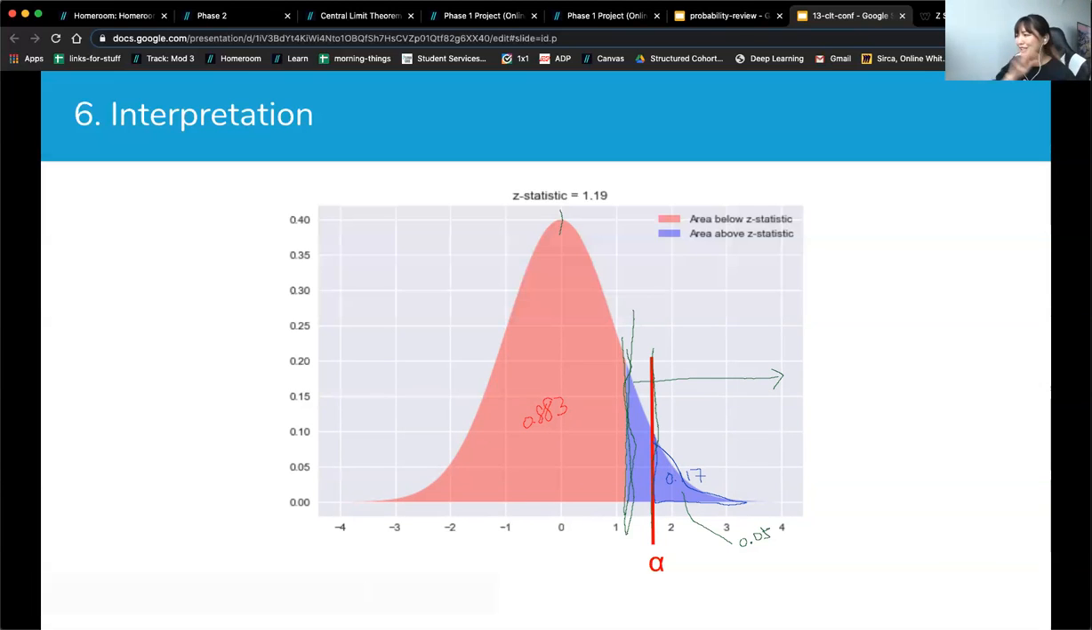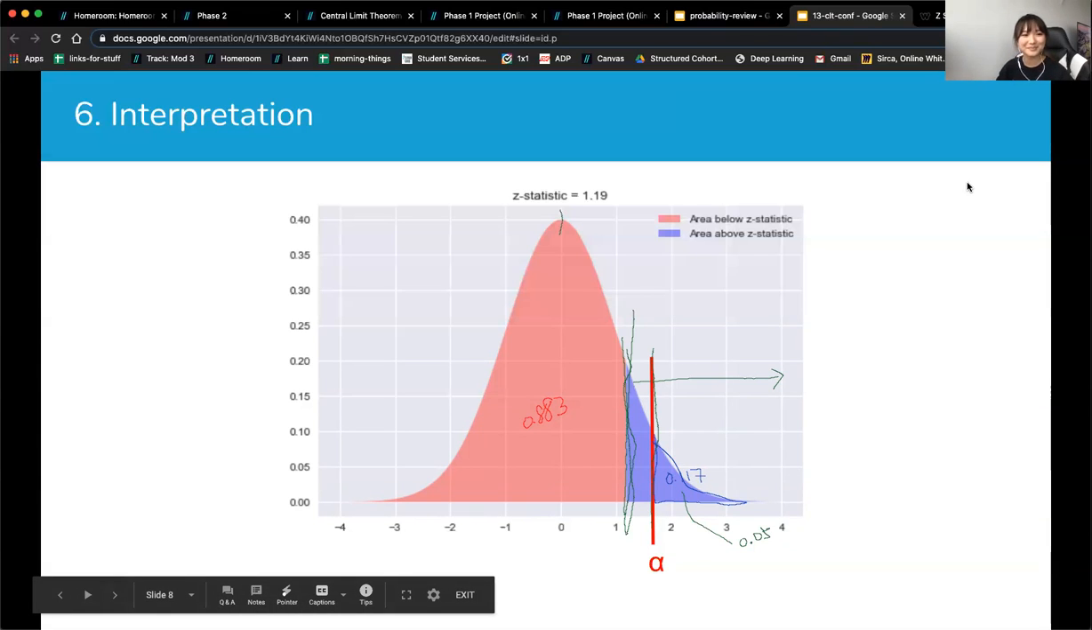Any other clarifying questions? I know there's a lot going on here, but basically I like to think of this alpha as a threshold, and only if you pass that threshold is there statistical significance, and if you don't pass that threshold, you don't. And this division between red and blue is what we're testing.